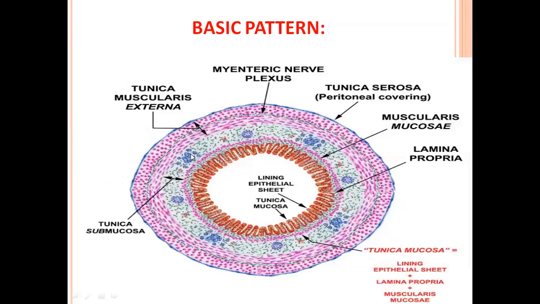Now, to summarize the basic pattern, this is the innermost lining of any part of the GIT in transverse section. This is the mucosa. In the mucosa, we have three layers: the lining epithelium, the muscularis mucosae, which is the outermost muscle, and in between the lamina propria, shown in blue. Then this area is the submucosa, with a lot of loose connective tissue. Then we have the muscularis externa, with inner circular and outer longitudinal layers, and the outermost covering is the serosa, with the exception, as I said, of the esophagus.